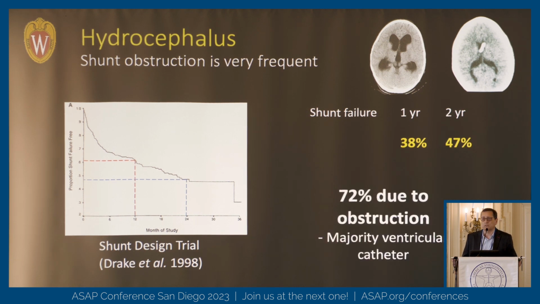And the majority of these are related to obstruction of the catheter, and the majority of obstructions occur in the ventricular catheter, which is the catheters in the brain. So this is hydrocephalus, that's shunted hydrocephalus.